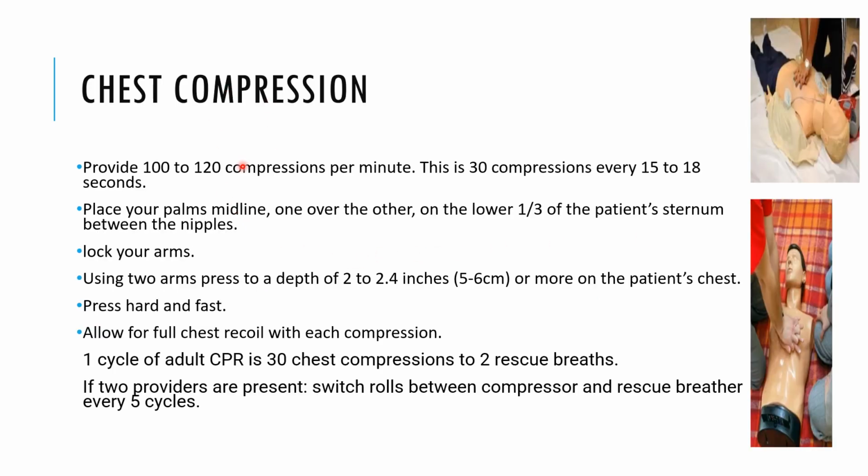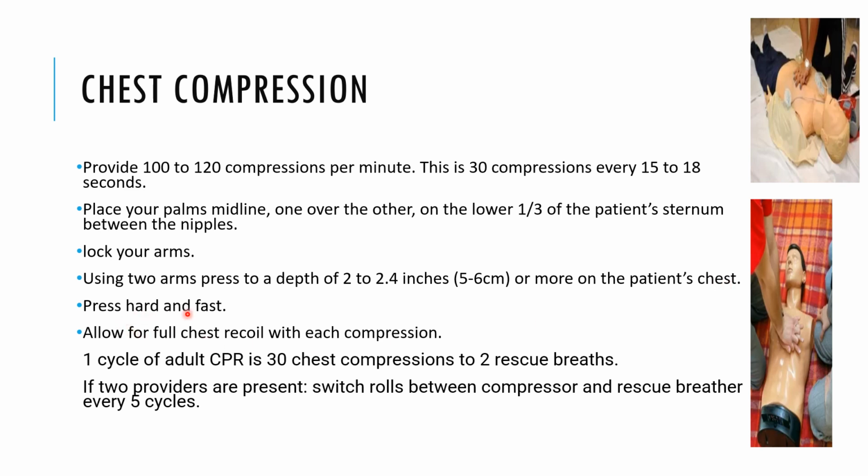Chest compression: provide 100 to 120 compressions per minute. This is 30 compressions every 15 to 18 seconds. Place your palms midline, one over the other, on the lower 1/3 of the patient's sternum between the nipples. So you can see in this picture. Lock your arms. Using two arms, press to a depth of 2 to 2.4 inches. That is 5 to 6 centimeters or more on the patient's chest.